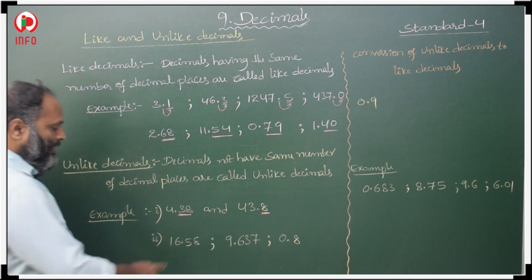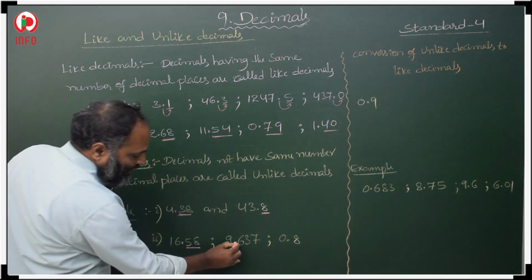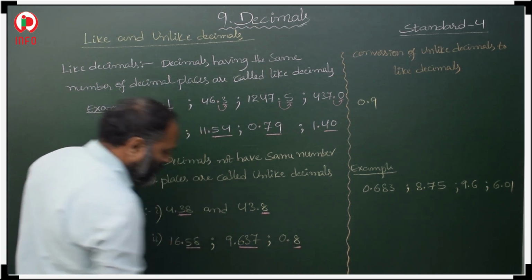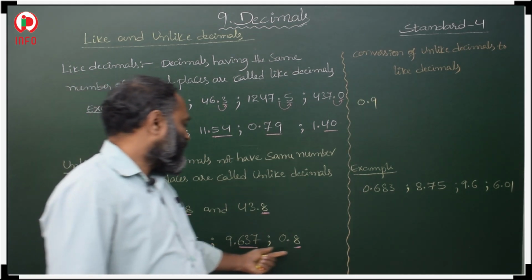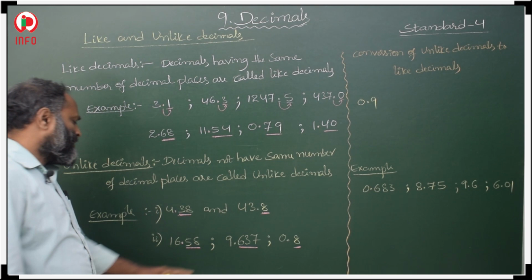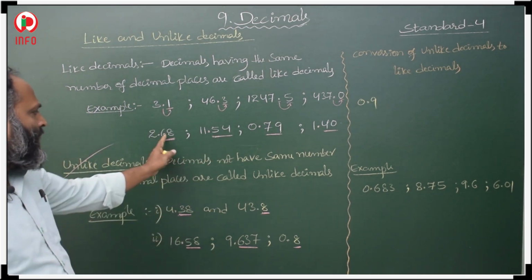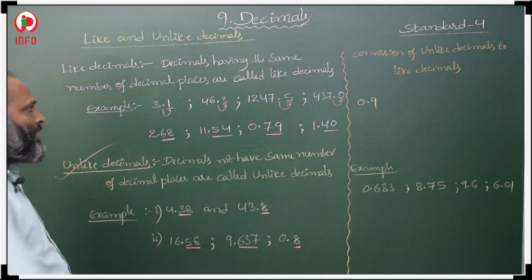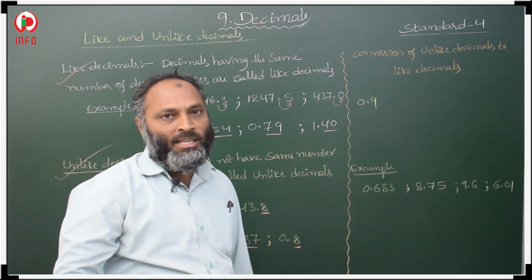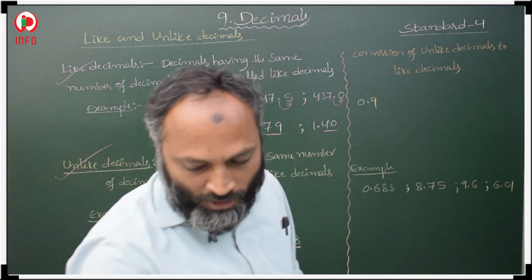Here 16.58, here we have 2 decimal places. Here we have 3 decimal places. Here we have 1 decimal place. 2, 3, 1. We have different decimal places. So these types of decimal numbers are called unlike decimals. If an equal number of decimal places is there, they are like decimals. This is the difference between like decimals and unlike decimals. Okay.